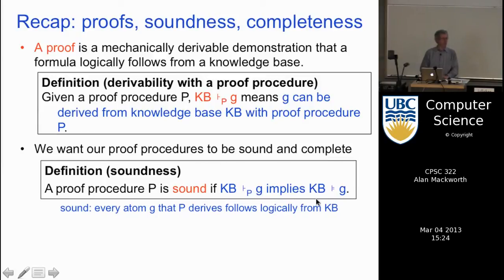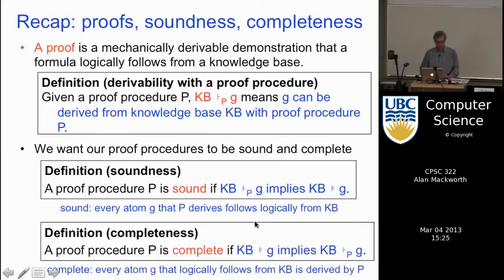G is a theorem, is a way of saying it. So that's soundness. It means that every time you derive something, it's true in all models. It's a good use of the word sound, because it means that you're never going to make a mistake. Everything you prove mechanically, derivably, will be true in all models. Every atom G that P derives follows logically from the knowledge base. So this is the derivation, and this is the follows logically.